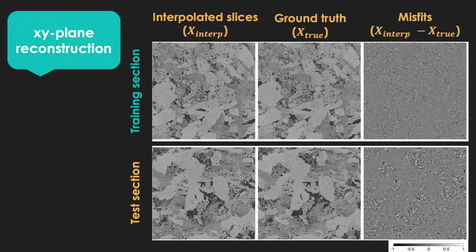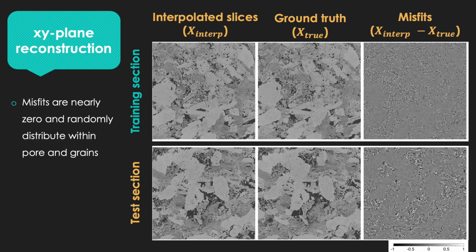Here, 2 slices reconstructed from the interpolated latent vectors are compared with the ground truths. The top one is from the training section, and the bottom one is from the test section. The first to the third columns are interpolated slices, ground truths, and misfits, respectively. Both interpolated slices look realistic and visually indistinguishable from the ground truths. The misfits are nearly zero and randomly distributed within grains and pores, with only minor misfits at the pore-grain boundaries. Hence, we can conclude that reconstruction in the XY plane is accurate enough.